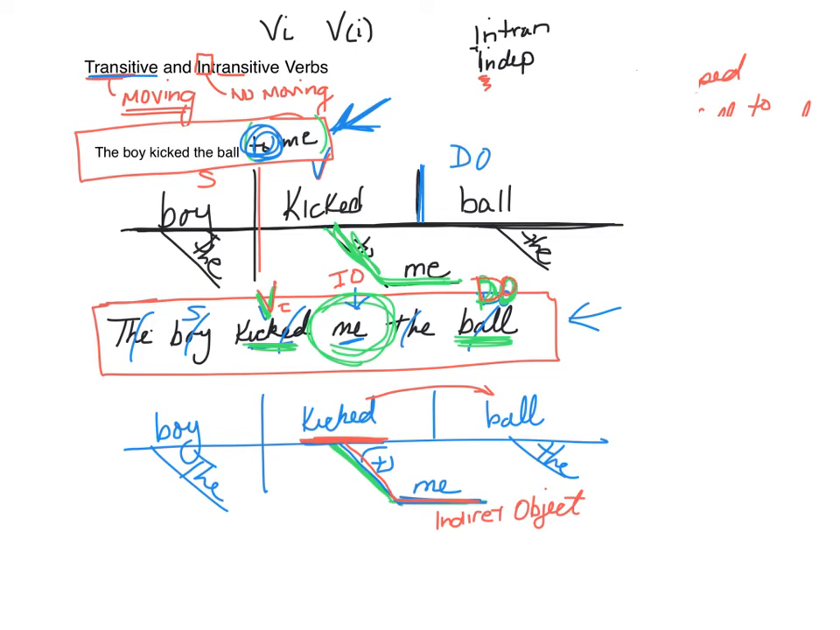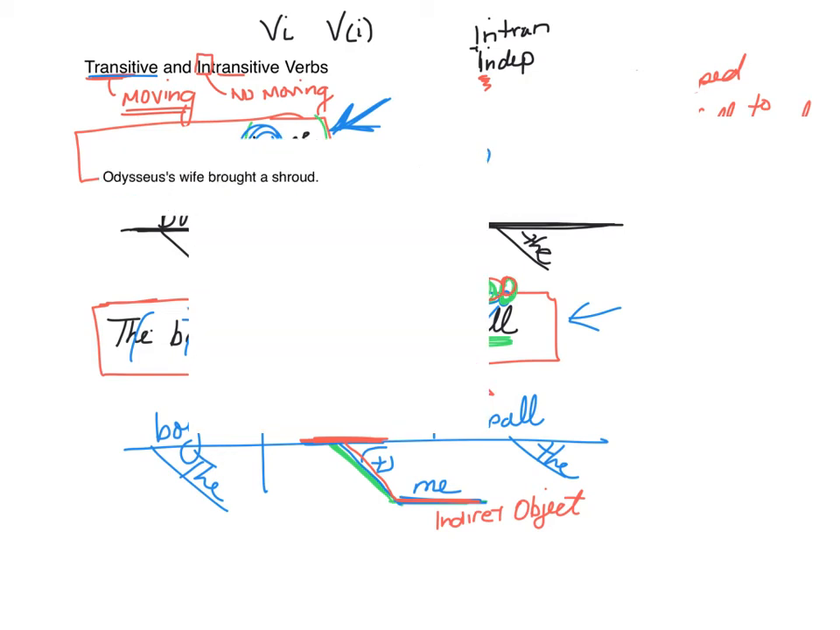This is going to take some practice, so let's try another one. Okay, this is a pretty straightforward one. Odysseus's wife brought a shroud, a burial cloth. So, what is your subject? Well, the wife. What did she do? Let me switch over to my right pen. What did she do? She brought. Now, is brought a direct object? Well, I don't know. Let me try that again. Is brought a transitive verb? I don't know. Does it have a direct object related to it? Yeah, I'm getting tired on this lesson too.